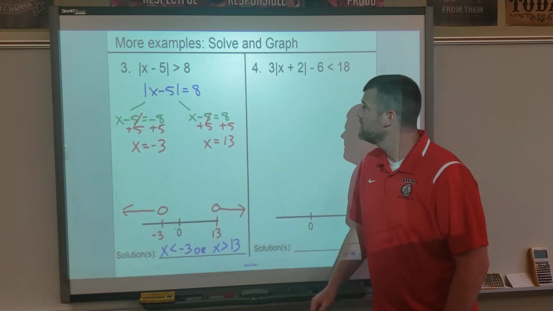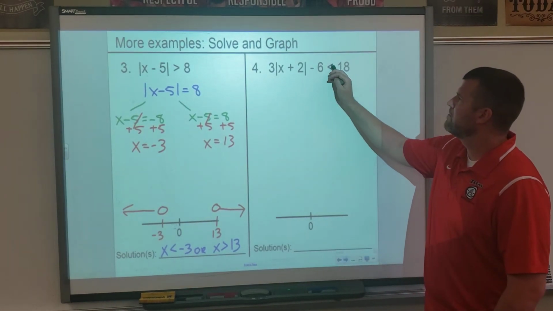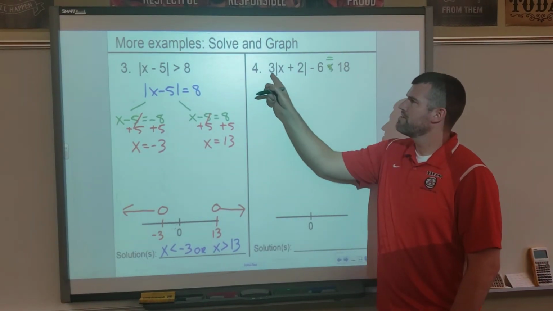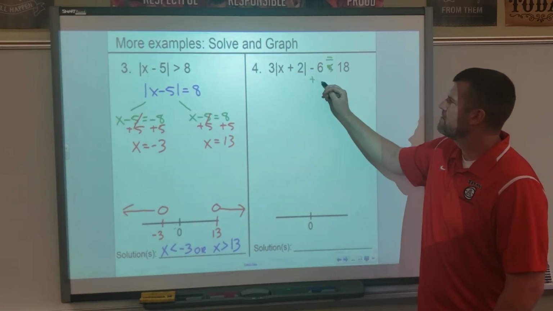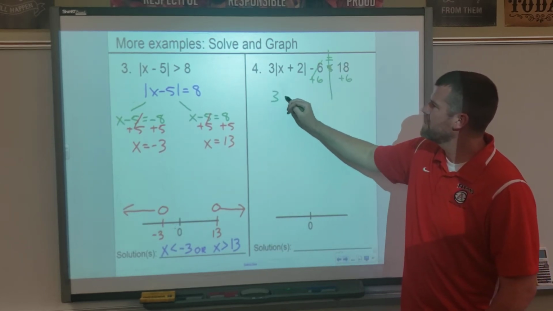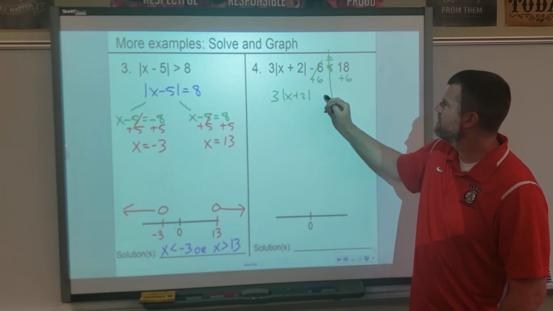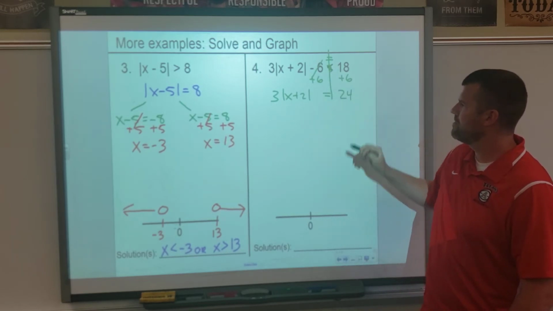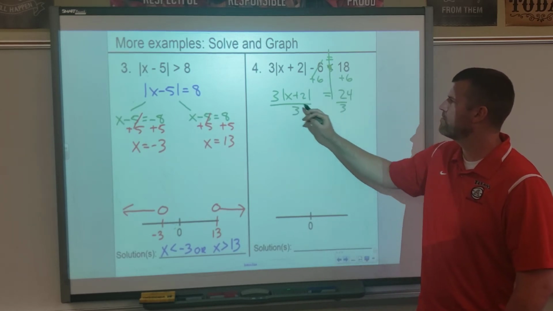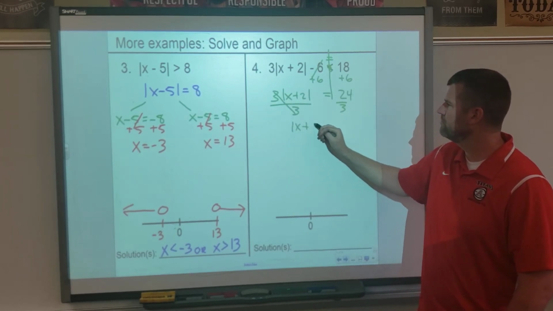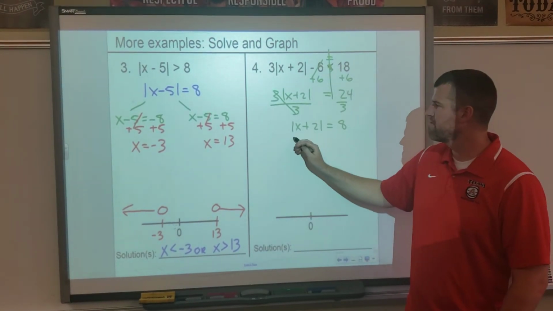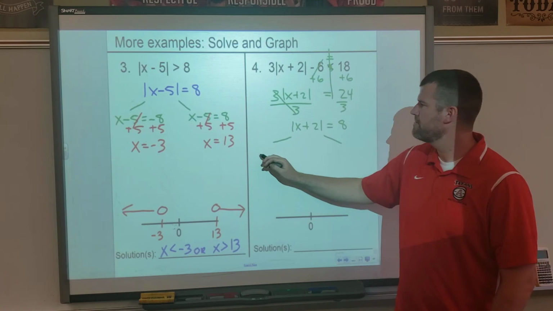Okay, next one. We're going to start as though it was an equation, so I'm going to put equals. With an equation, we always get rid of the numbers on the outside first. So I'm going to add 6, which gives me 3 times absolute value of x plus 2 equals 24. Still need to get rid of that 3, so I'm going to divide by 3. And now that our absolute value is alone, I can split it into the two separate problems.